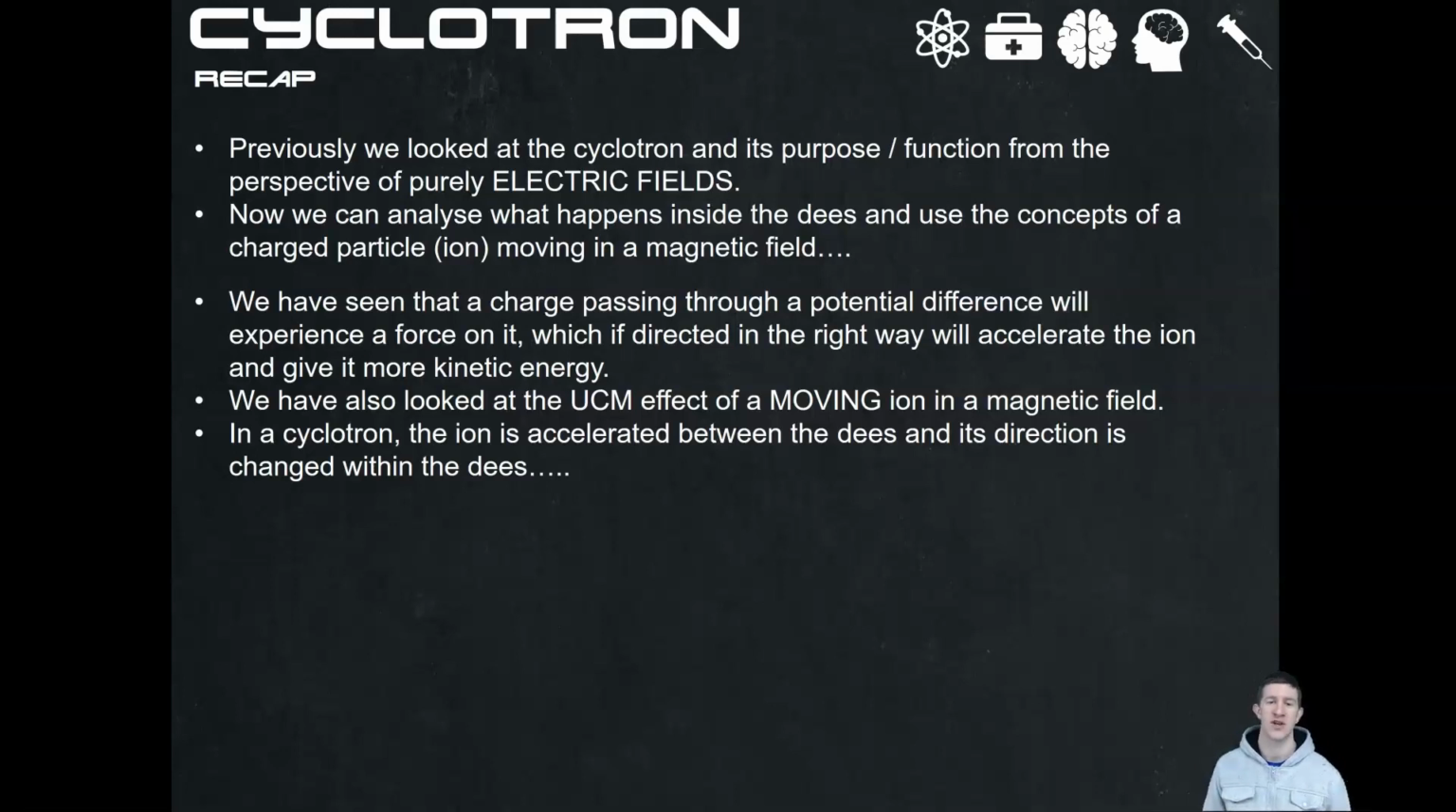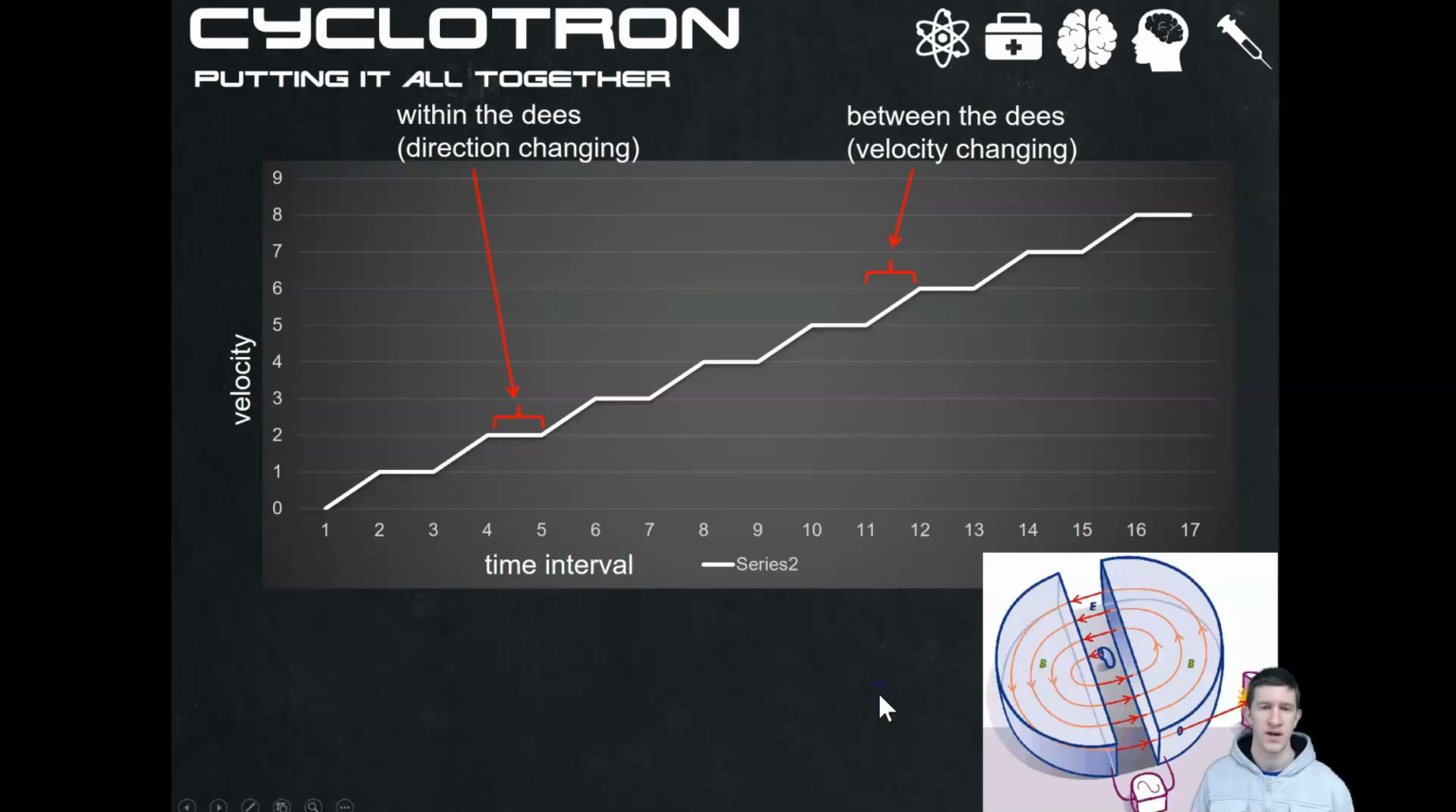We've also looked at the uniform circular motion of a moving ion in a magnetic field in a previous lesson, and now we're going to tie that in with the cyclotron, so that the ion is accelerated between the Ds and its direction is changed within the Ds. That puts the two pieces of electricity and magnetism together.